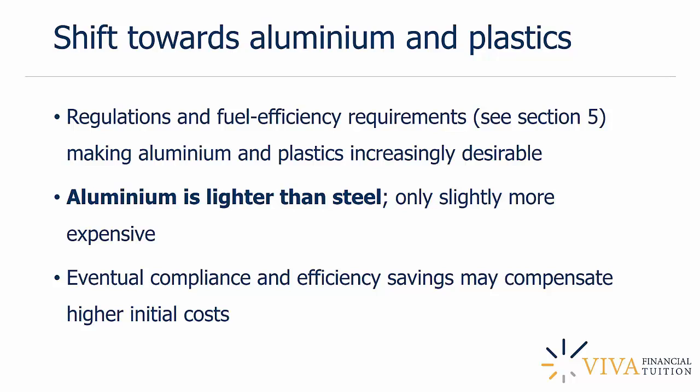So even though the per unit cost for aluminium compared to steel is only slightly more expensive, when you're talking about buying huge amounts, buying in bulk, as car manufacturers of course would have to do, those costs can go up quite significantly. But the point, I guess, is that those costs might be compensated for by the compliance and efficiency savings that they make by substituting in aluminium as soon as possible, in order to avoid incurring penalties, for example, with failure to comply with emission standards, which we'll come back to in later slides.